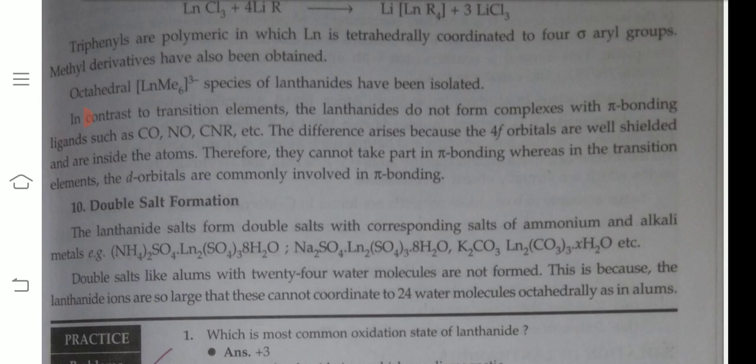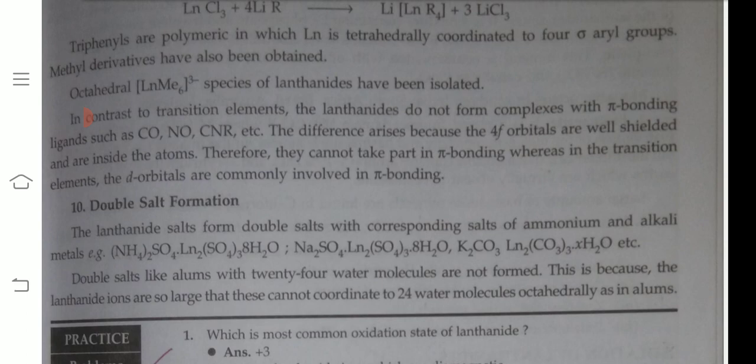In contrast to transition elements, the lanthanides do not form complexes with pi bonding ligands such as CO, NO, CNR, etc. The difference arises because the 4f orbitals are well shielded and are inside the atoms. Therefore, they can't take part in pi bonding, whereas in the transition elements, the d orbitals are commonly involved in pi bonding.